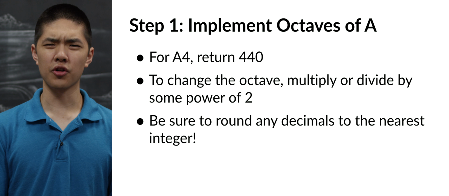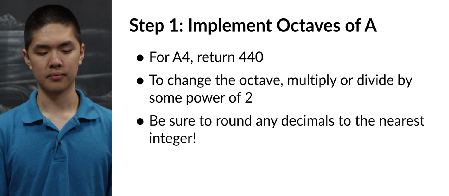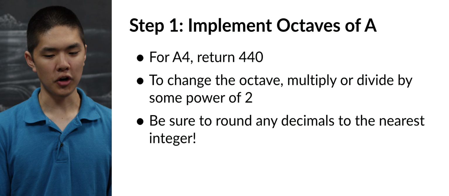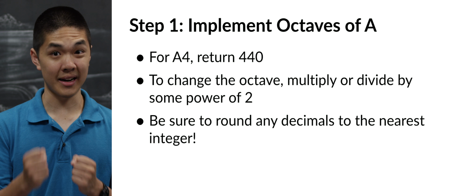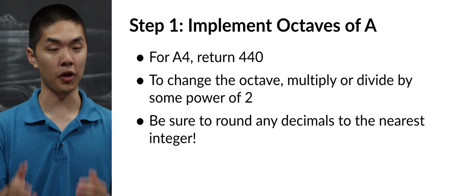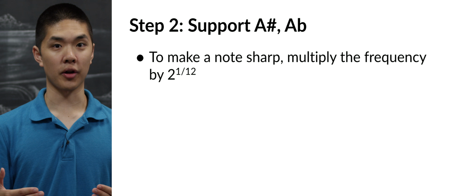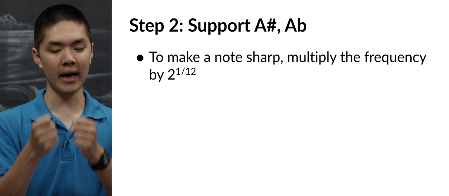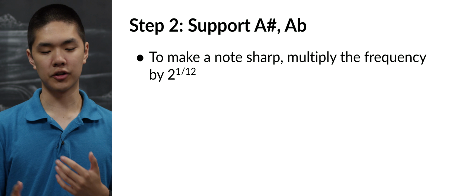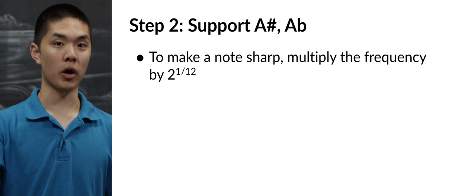And finally, be sure that when you do this math, you're rounding any decimals that you get to the nearest integer. So, now that we've got different octaves of A, let's think about accidentals, sharps or flats that might modify A, and how we're going to adjust for those frequencies as well. So, step 2 is going to be supporting a sharp and a flat. Well, we know that to make a note sharp, since a sharp just means exactly one semitone ahead of the previous note, all we have to do is multiply the original frequency by 2 to the power of 1 over 12th.